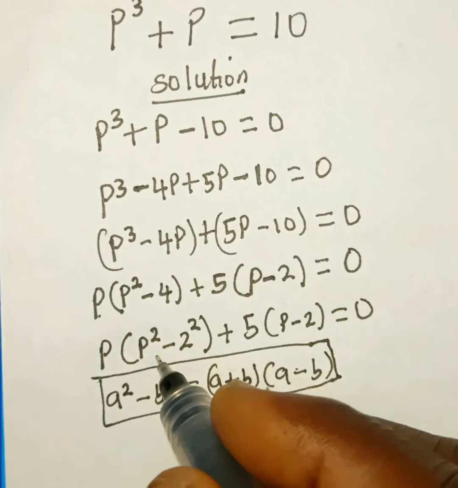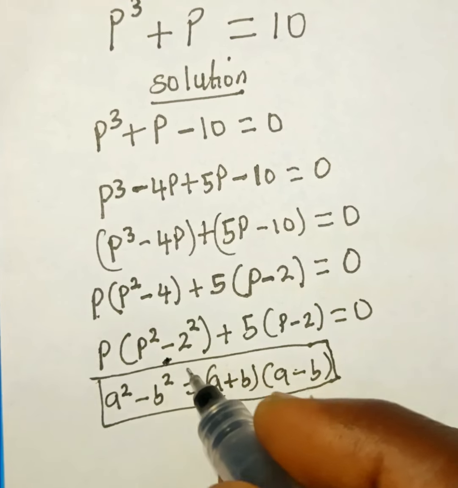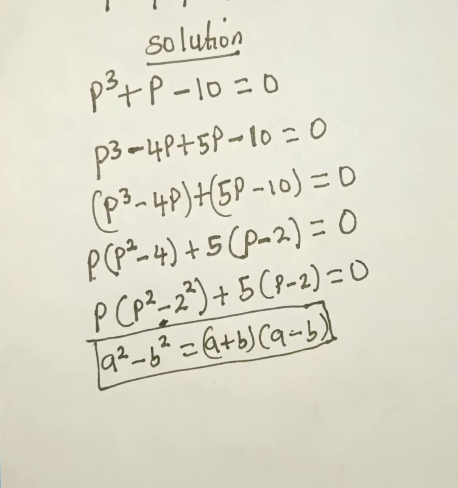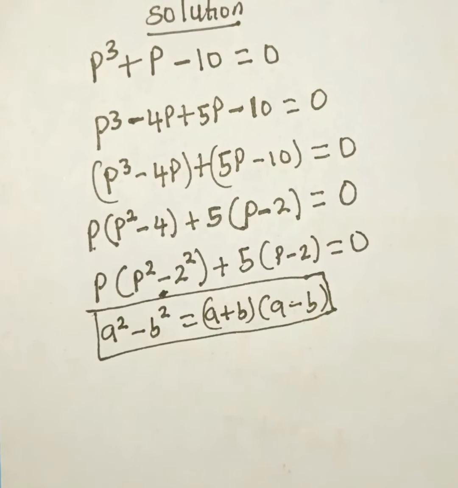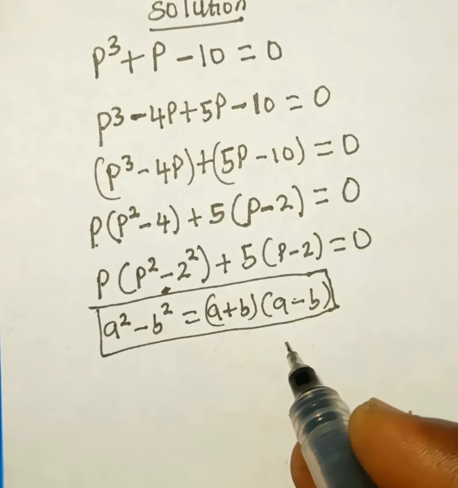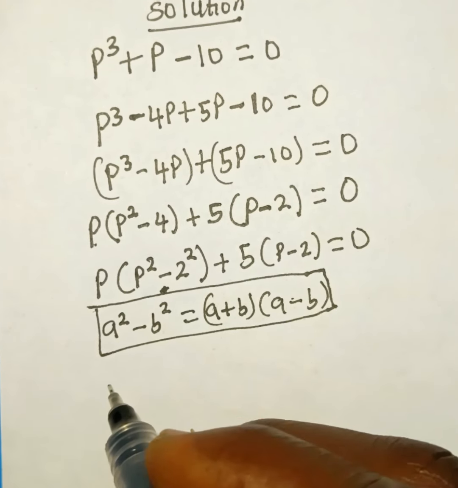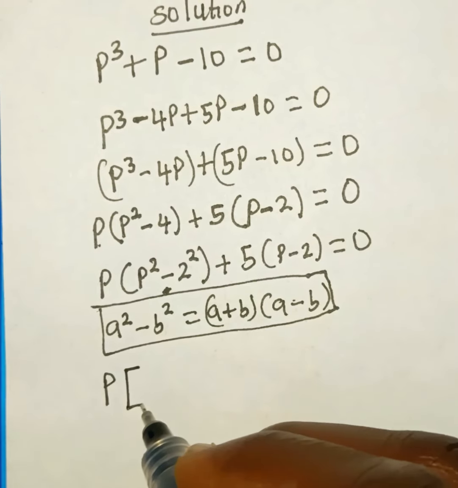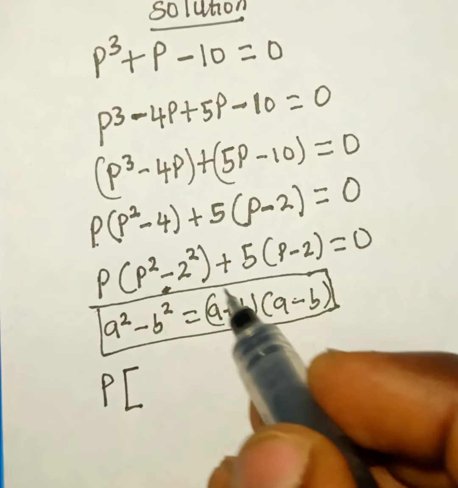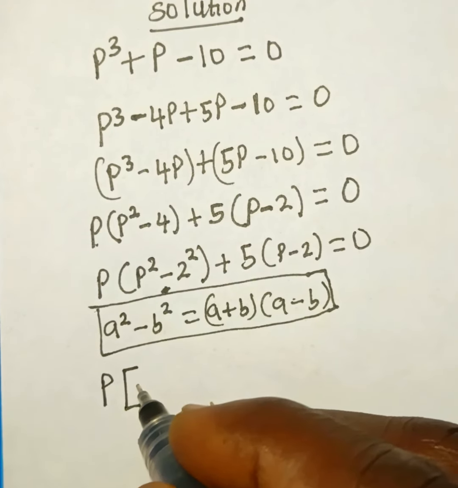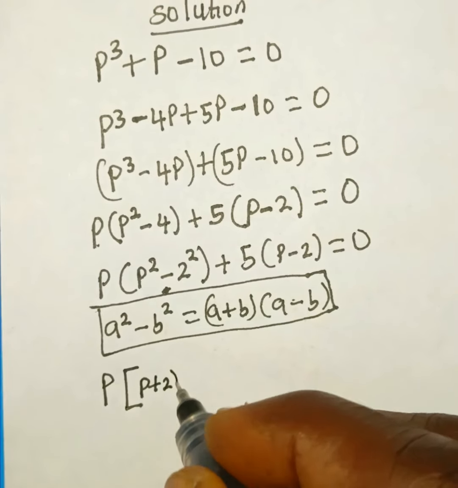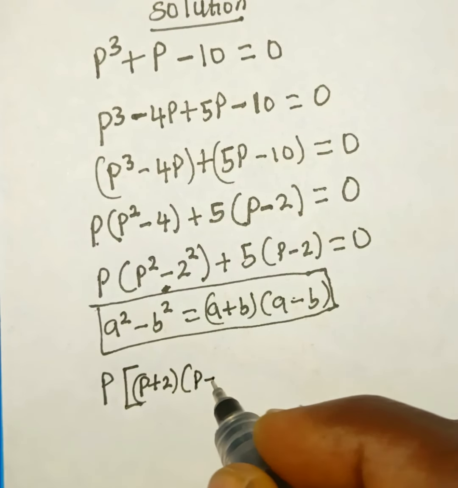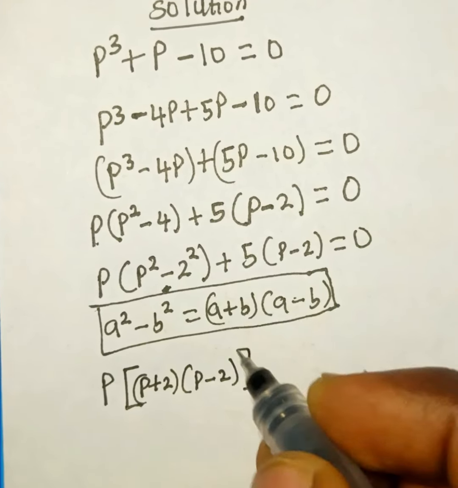We are going to apply this property to this bracket. p square minus 2 square can be simplified as the right hand side here, so that we have p, which is this initial p outside the bracket, then we open another bracket. p square minus 2 square in this form is going to be p plus 2 multiplied by p minus 2, then we close the bracket.